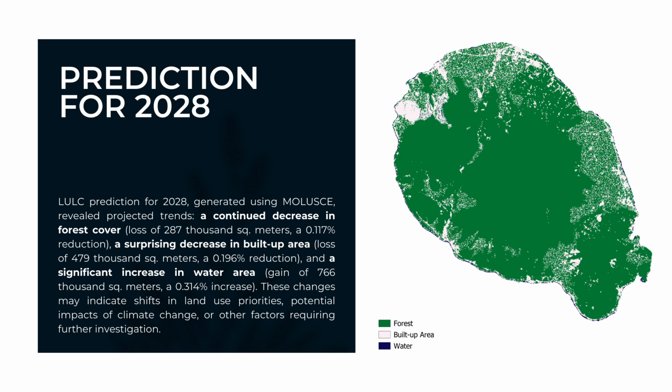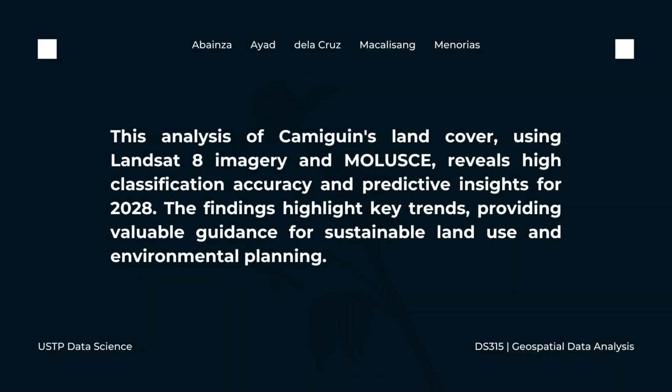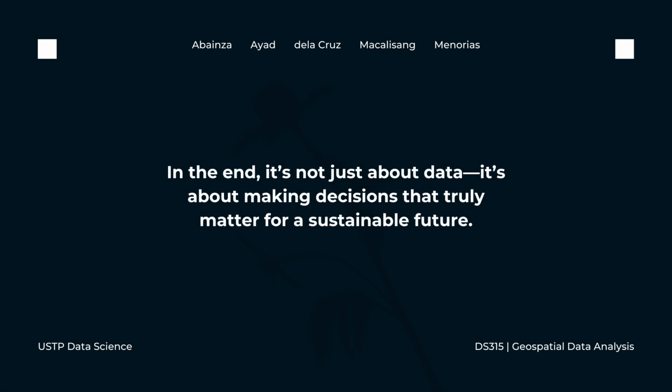These changes may indicate shifts in land use priorities, potential impacts of climate change, or other factors requiring further investigation. This analysis of Camiguin's land cover, using Landsat 8 imagery and MOLUSCE, reveals high classification accuracy and predictive insights for 2028. The findings highlight key trends, providing valuable guidance for sustainable land use and environmental planning. In the end, it's not just about data, it's about making decisions that truly matter for a sustainable future.